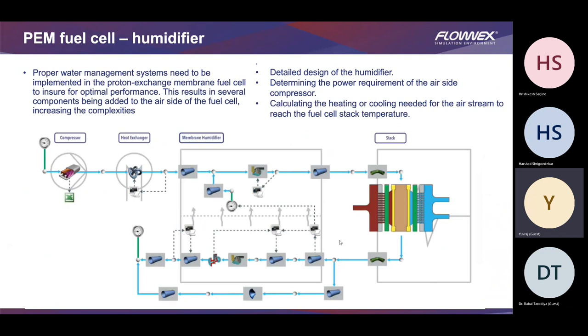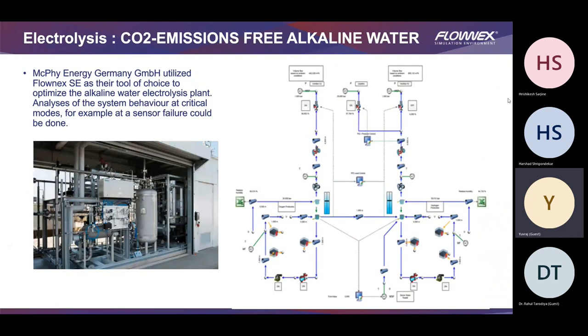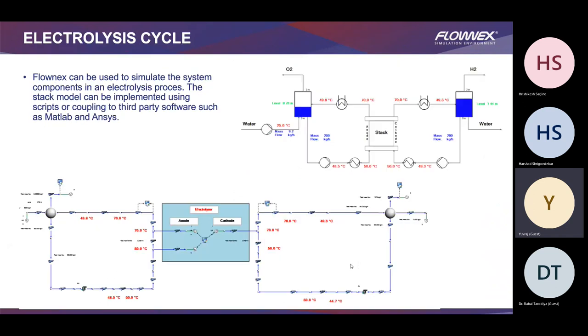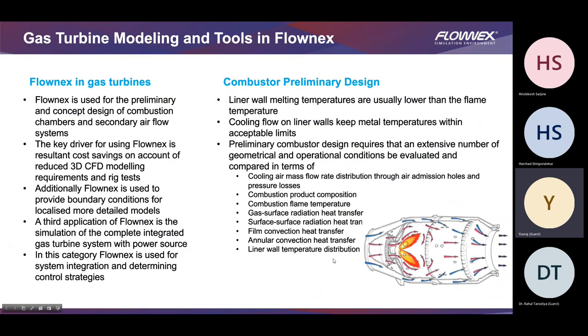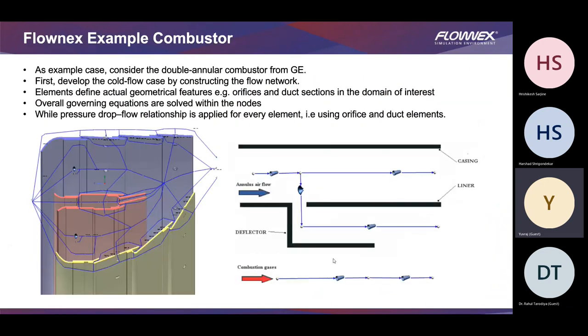Then the PEM fuel cell humidifier has been done. Then alkaline water electrolysis to separate hydrogen and oxygen, those applications. Then the electrolysis cycle has been done in Flownex. Then carbon capture, and combustion has also been done.